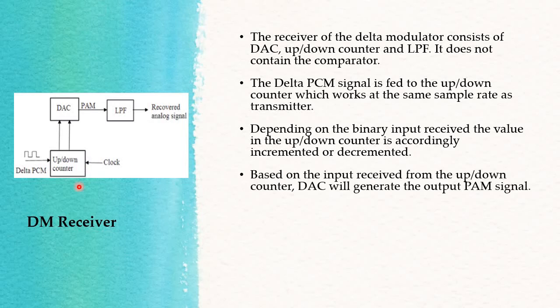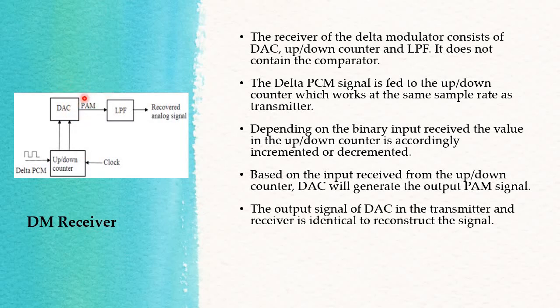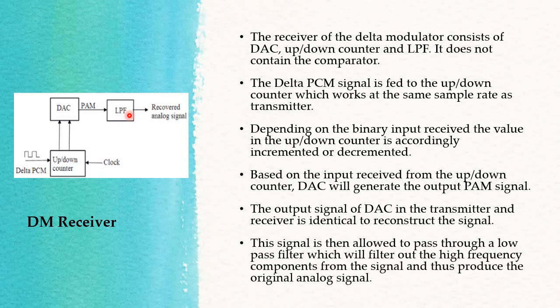Now based on the input received from the up-down counter, the DAC will generate the output, that is a pulse amplitude modulated signal. The receiver is identical to the transmitter, and it reconstructs the signal. This signal is then allowed to pass through the low pass filter, which will filter out the higher frequency component from the signal and thus produces the original signal back.